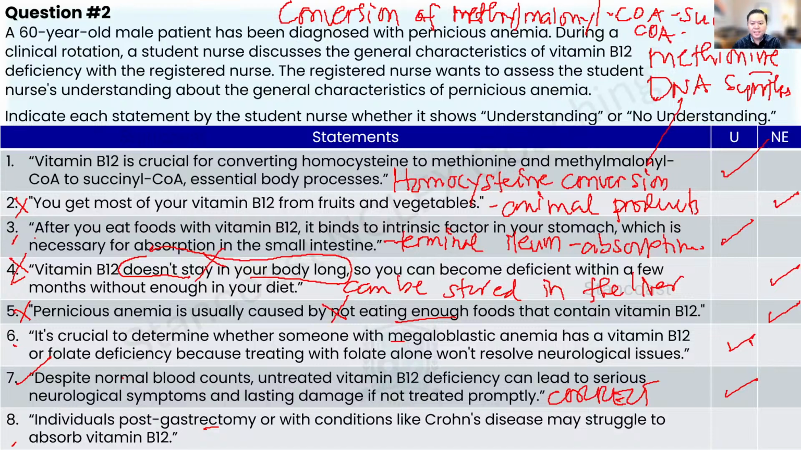Okay, so in these cases, guys, especially with vitamin B12, we're definitely going to need to do some more investigation as far as the diagnostic testing. So again, this is going to be understanding.